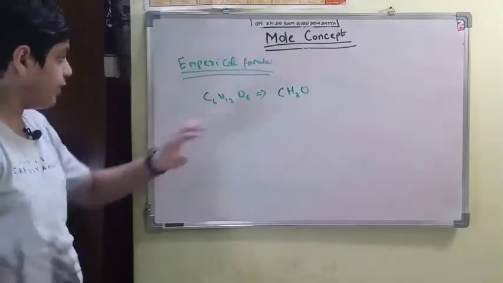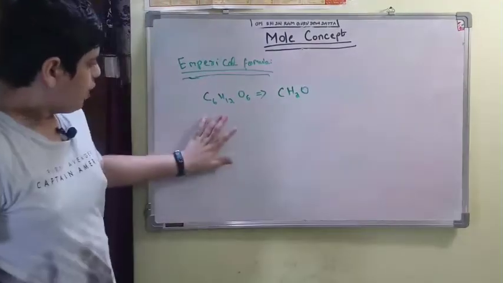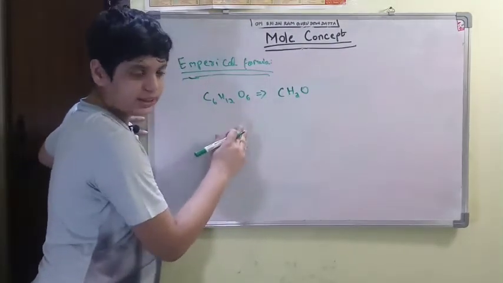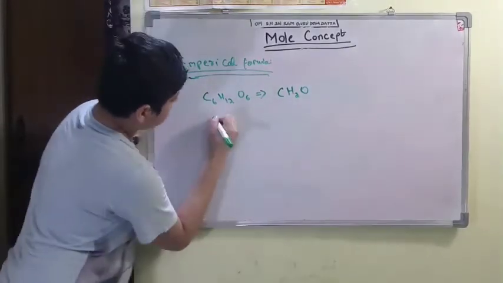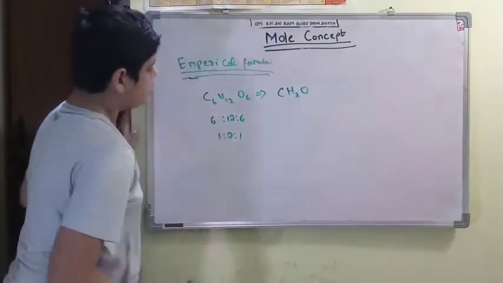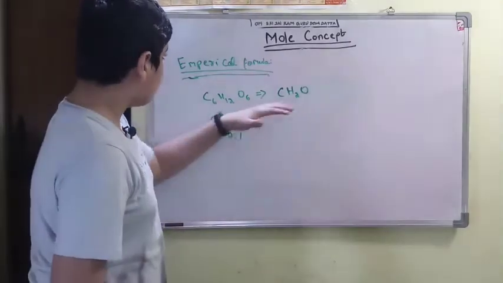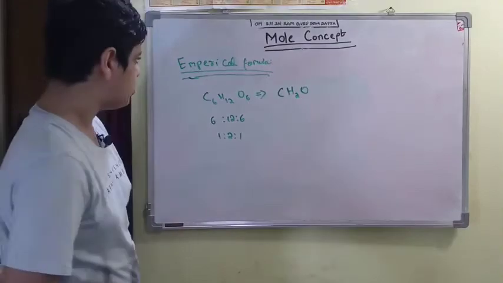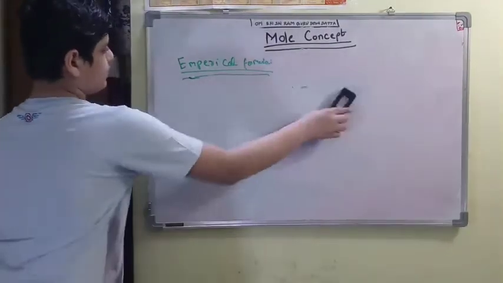Okay, so you need to remember this one. What is empirical formula? For a compound, you need to take the ratio of the number of atoms in the compound. 6:12:6 becomes 1:2:1. So 1 carbon, 2 hydrogens and 1 oxygen make up the empirical formula of C6H12O6, which is glucose. So this is an example, and this is very important, you need to remember this.